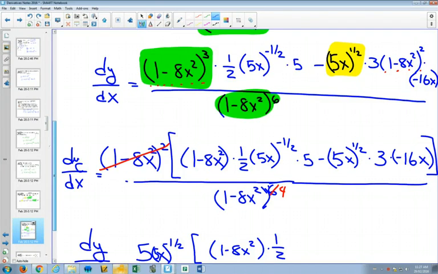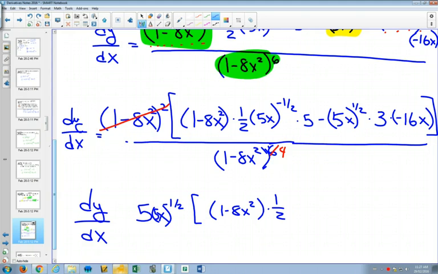Okay. What happens when I take a 5x to the negative 1/2 out of a 5x to the half? I'm going to be left with a 5x to the 1. You'll have to write that one. Well, you don't have to write the little one, but you do have to write the 5x. Okay? We still have a 3, and we're still going to have the negative 16x.